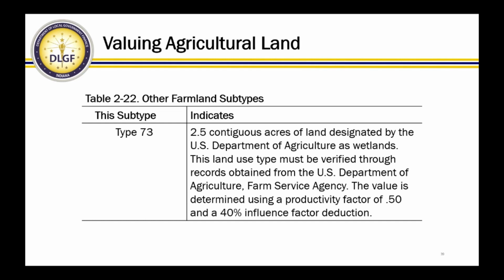Type 73 involves the wetlands that we've talked about. Again, it has to be 2.5 acres of contiguous acreage and designated by the USDA as wetlands. If you do have that, a productivity factor of 50% is applied, and then a 40% influence factor deduction on top of that is applied.